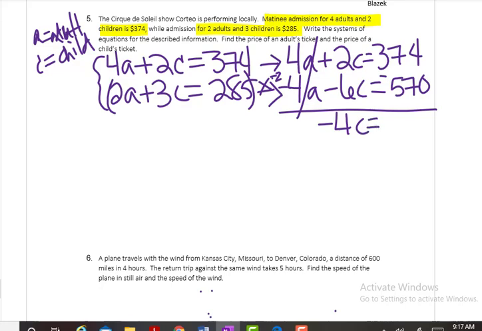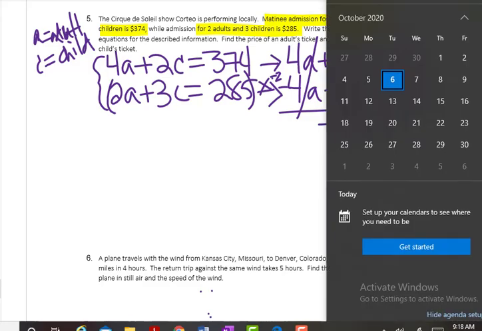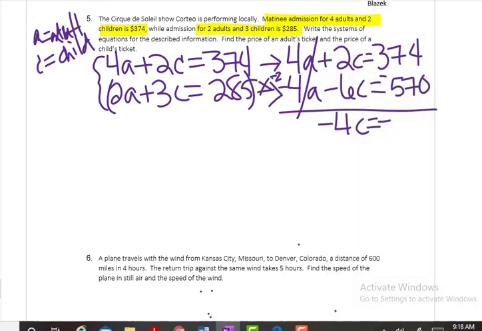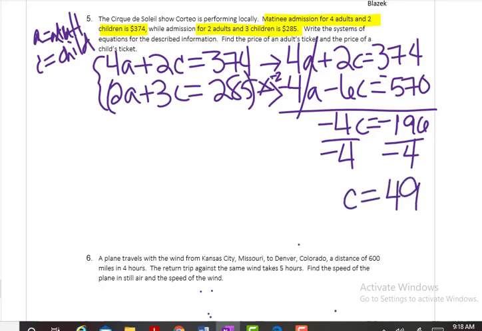and then I have to do some subtraction. I have to do 374 minus 570, and I end up with negative 196. Divide both sides by -4, and I get C equal to 49. And so it would end up being $49 because it's the price of a child's ticket.